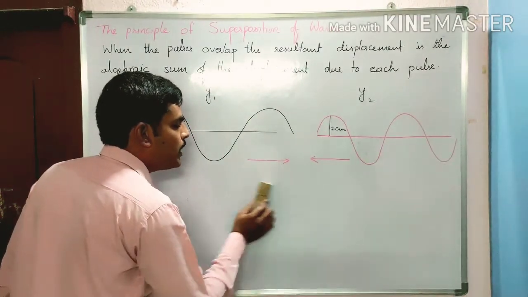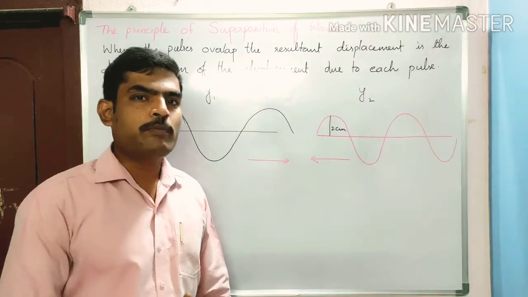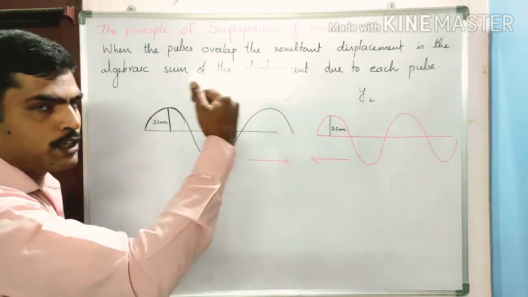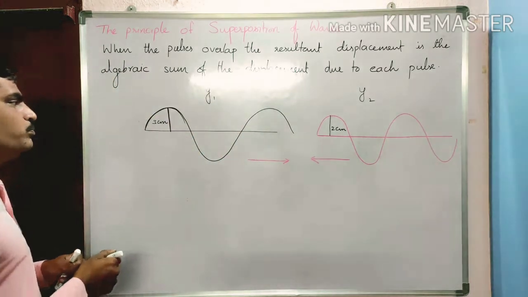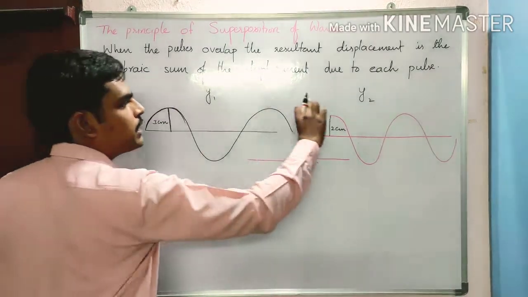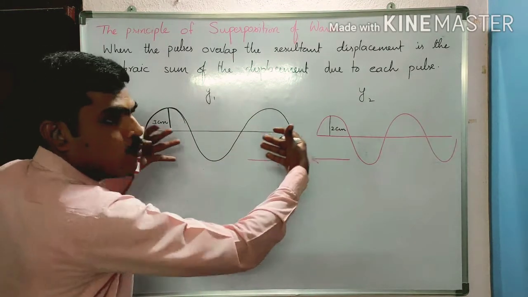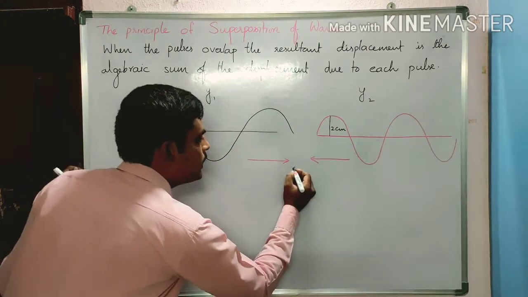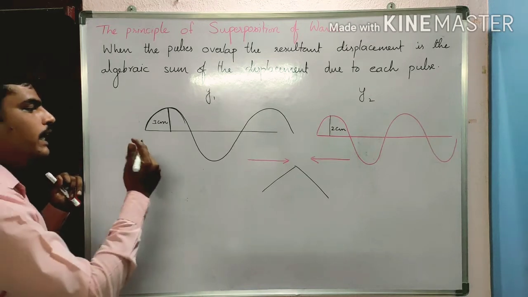Displacement in one direction, let us take as positive. Displacement in the other direction, take as a negative sign. Now see, this is one wave, this is another wave. Displacement is 3 centimeters, displacement is 2 centimeters. These two have overlapped. After overlapping, what is happening? Two things may happen. What is that?